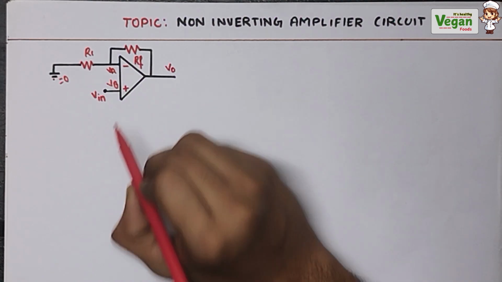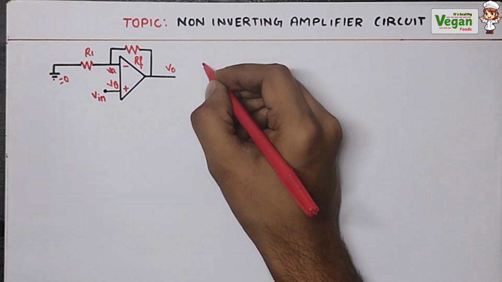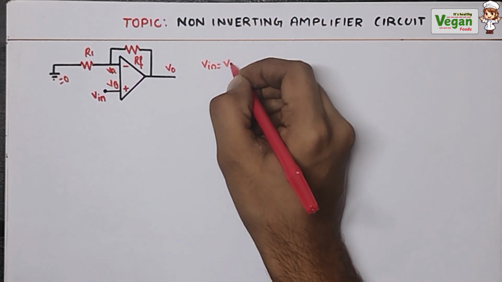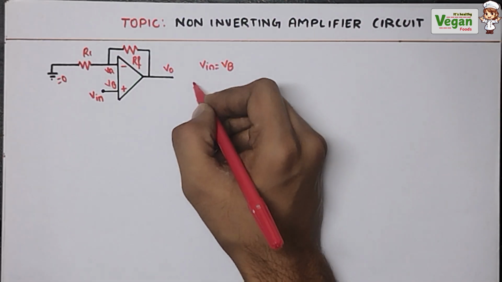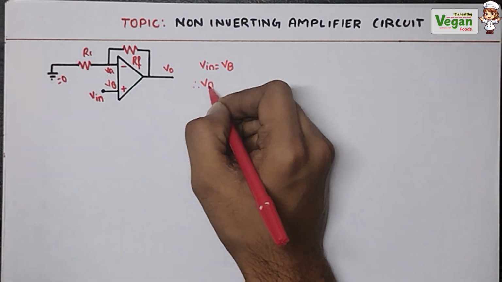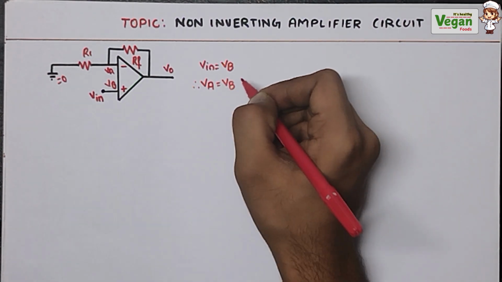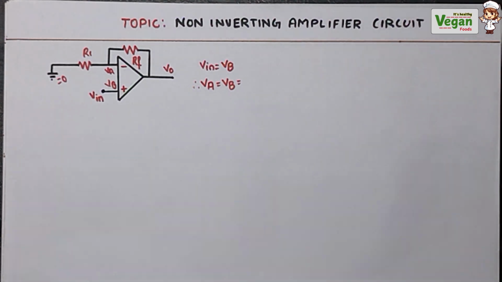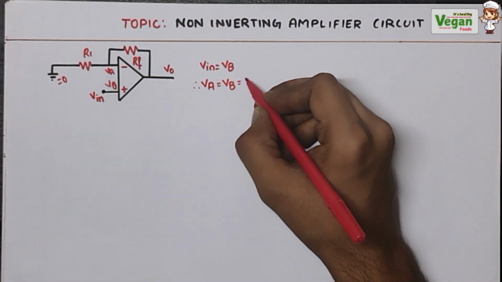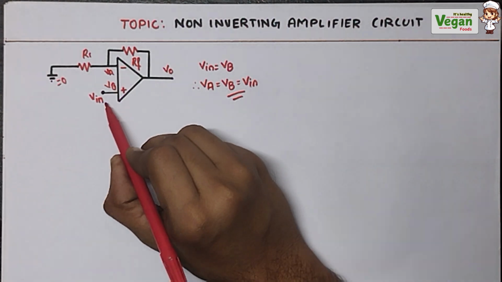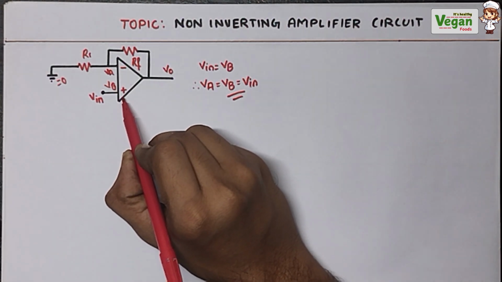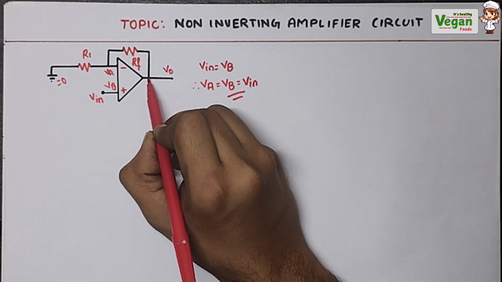Since Vin directly goes to the positive terminal, Vin is equal to Vb. So the voltage at the positive terminal will be equal to the input voltage which we have given. We also know that the voltage at the positive terminal and the voltage at the negative terminal, that is the inverting and non-inverting terminals, will be equal. Since Vb is equal to Vin, Va will also be equal to Vin. Therefore, when the voltage is given to the positive terminal, it will go to the output voltage Vout.